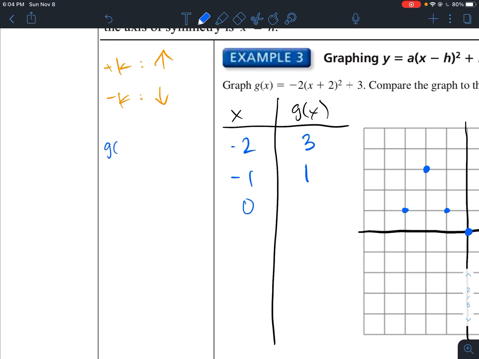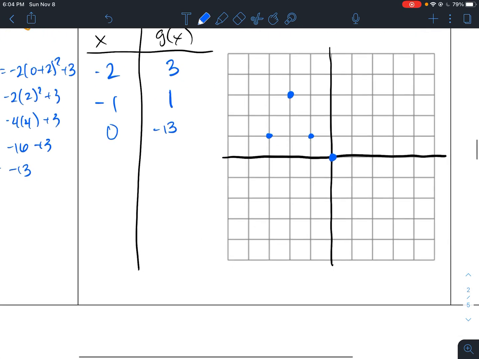So g of 0, which means you'll have -2 times (0 + 2) squared plus 3. So that's going to equal -2 times 2 squared plus 3. And that's going to be -2 times 4 plus 3. So that's going to be -8 plus 3, so that should be -5. So that's going to be way down there.